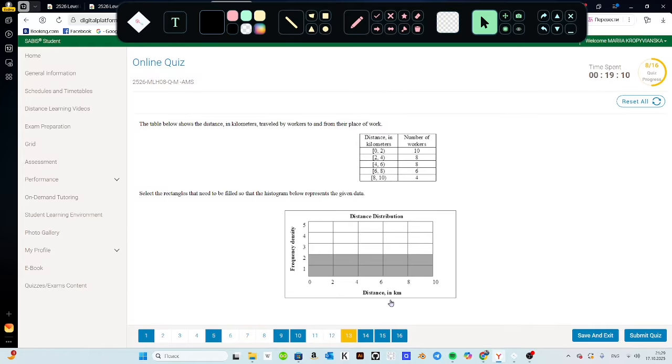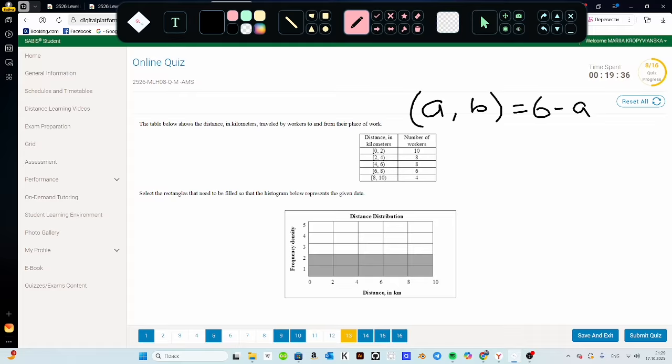Now, to find what rectangles need to be filled so the histogram below represents the given data, we need to follow one of the formulas, which says that these two numbers need to be subtracted and divided by this. So if we consider A and B, we need to do B minus A, and then that answer, because that's where we can find the size of the interval, we divide it by the numbers over here. So our first one is 10 over 2 minus 0, which gives us 5.